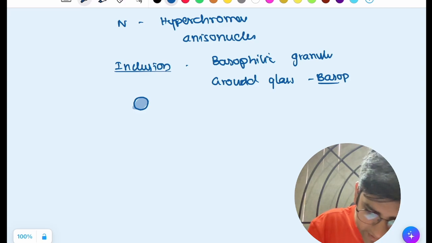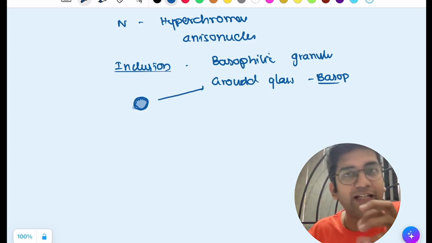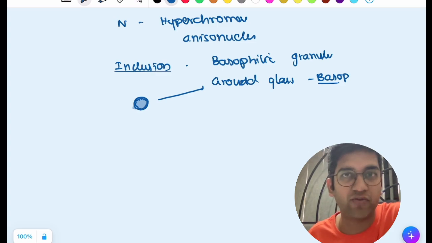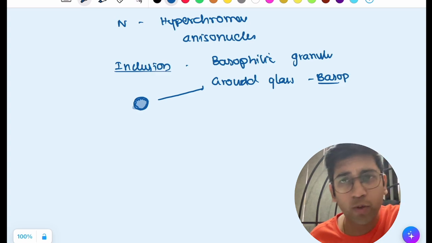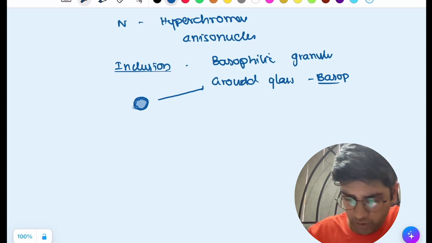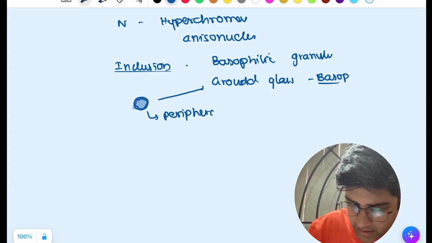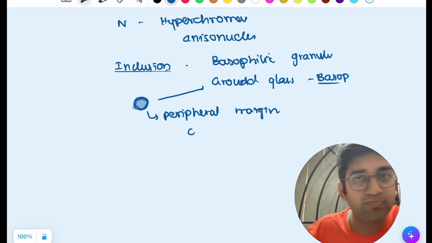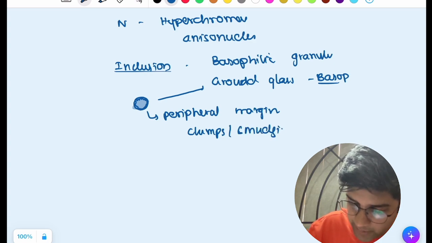So what it means is the nuclear chromatin marginates and the center completely becomes clear, a translucent appearance of the nucleus, neither transparent nor opaque. That's a ground glass appearance. You will not see a halo. Chromatin changes, smudging, clumping, peripheral margination, like I said, can be seen. You can see clumps of chromatin. You can see smudging of chromatin. That also is possible with respect to chromatin changes.